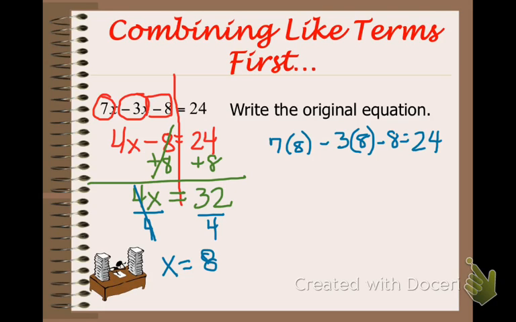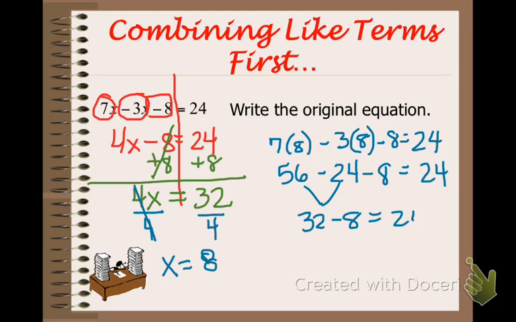So we would do the math, so 56 minus 24 minus 8 should equal 24. 56 minus 24 is 32. I think this is going to work. And when we do this, we get 24. And we've checked our work.